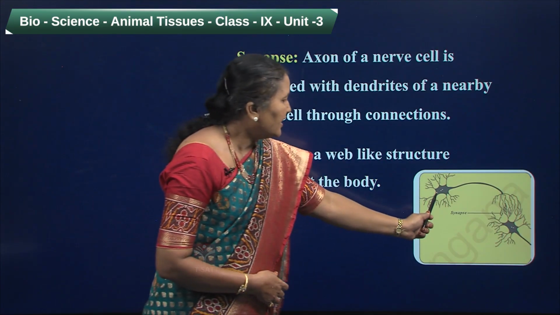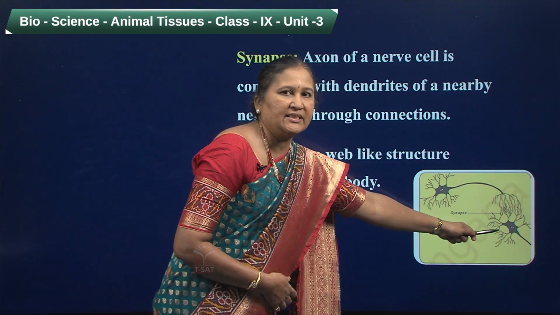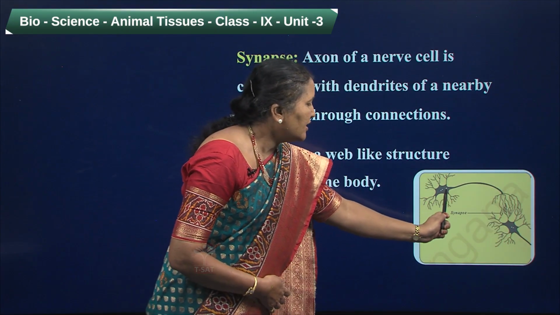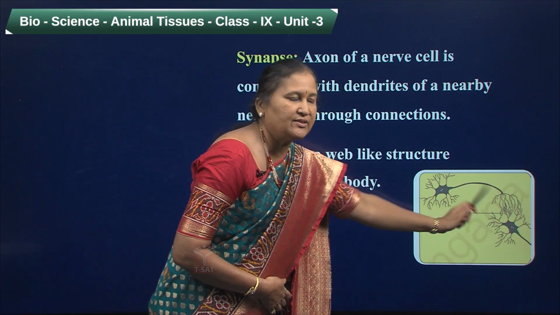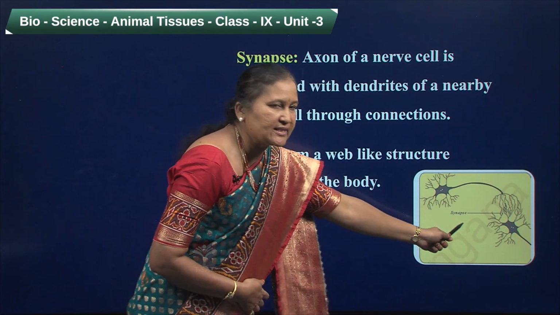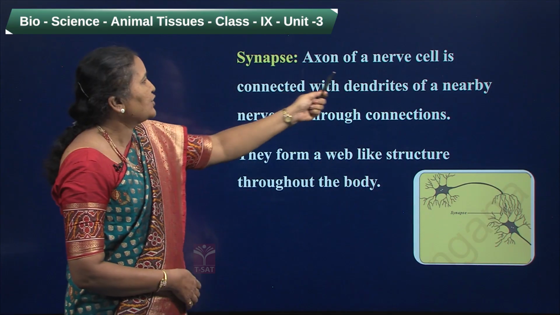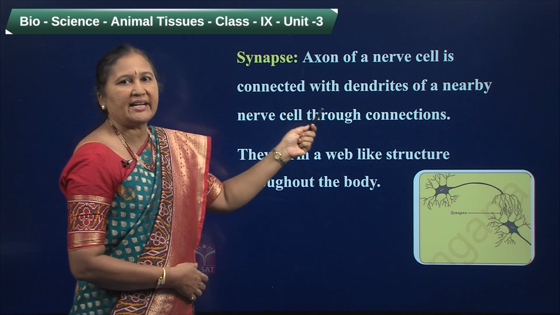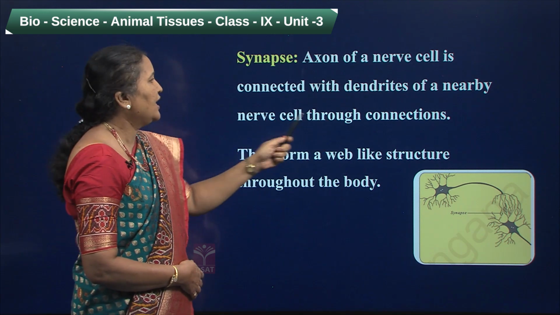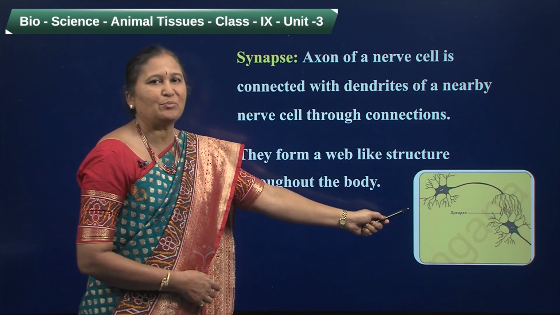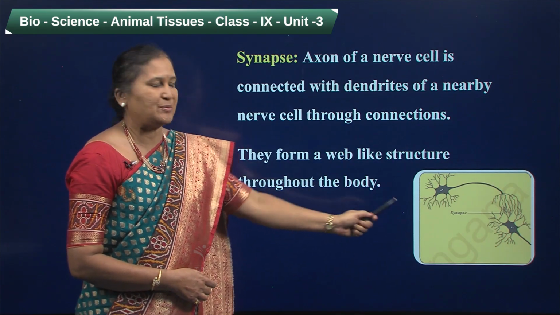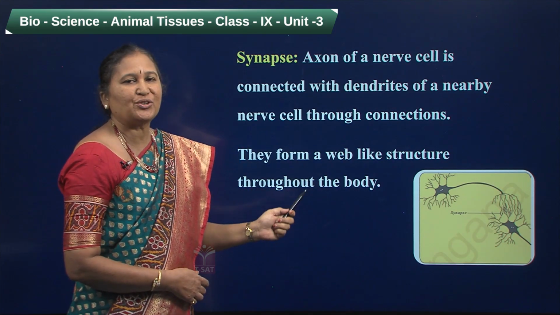See here, children, this is one nerve cell and this is another nerve cell. What did you observe? The axon of one nerve cell attaches with the dendrites of another nerve cell, and this place is called the synapse. The axon of a nerve cell is connected with the dendrites of a nearby nerve cell through connections, and these connections are present throughout our body and they are called synapses. They form a web-like structure throughout the body.